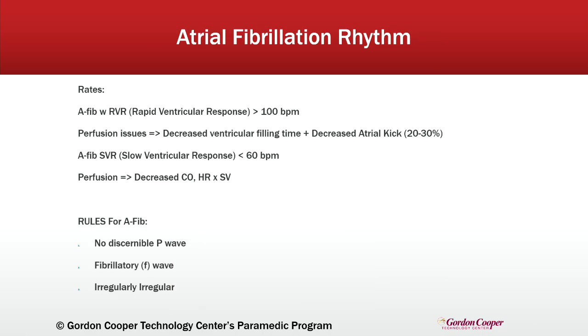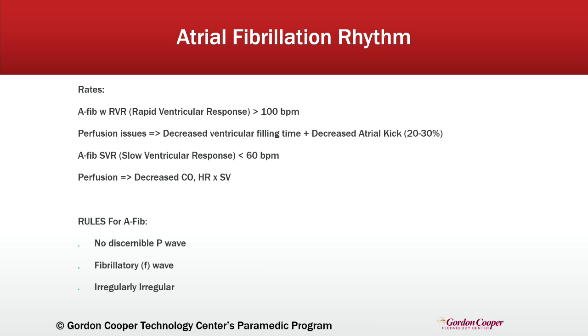Now here's what I was saying where I just kind of put this together. So when we look at this, when we talk about atrial fib, the ventricular response rate can vary, leading to different impacts on the heart's ability to perfuse the body. So in AFib with RVR, the ventricular rate's greater than 100. It's called rapid ventricular response, or RVR.